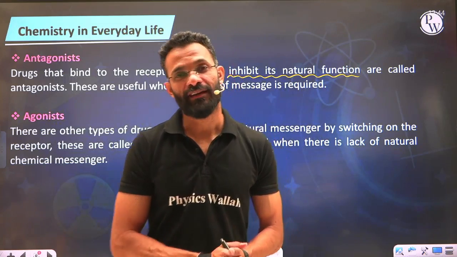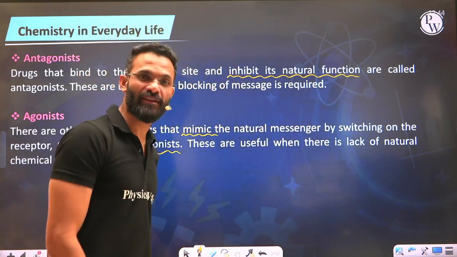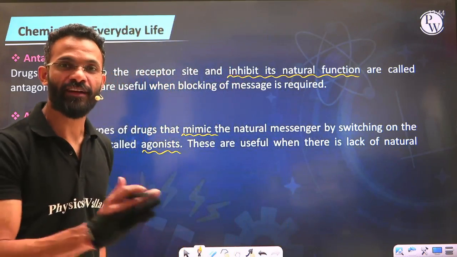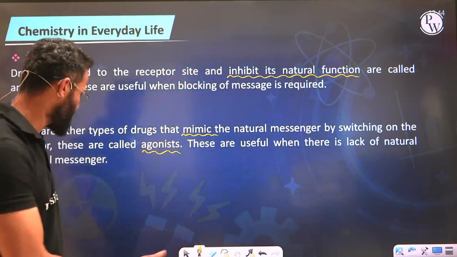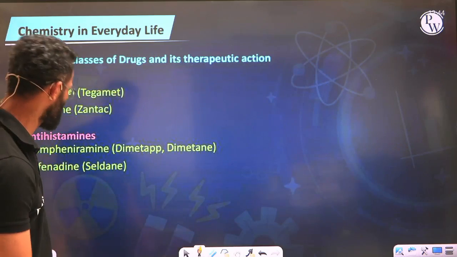Now we are entering into the most important part of the chapter, that is different classes of drugs and their therapeutic actions.